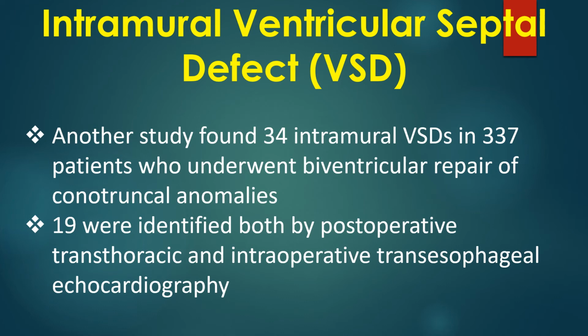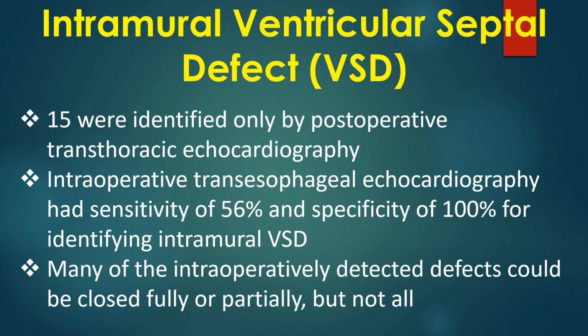19 were identified both by postoperative transthoracic and intraoperative transesophageal echocardiography. 15 were identified only by postoperative transthoracic echocardiography. Intraoperative transesophageal echocardiography had a sensitivity of 56% and specificity of 100% for identifying intramural VSD. Many of the intraoperatively detected defects could be closed fully or partially, but not all.